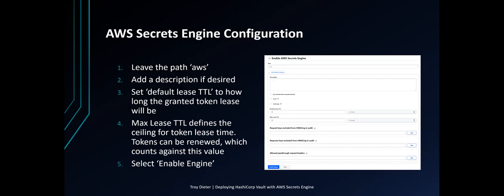Max lease TTL, time to live, defines the ceiling for token lease time. Tokens can be renewed, which counts against this value. So for example, if you set 8 hours and your default lease is 4 hours, you can only renew for a total of 8 hours. So a one-time renewal, and that will allow for a max lease TTL of 8 hours. Then select Enable Engine unless you want to configure the additional options.